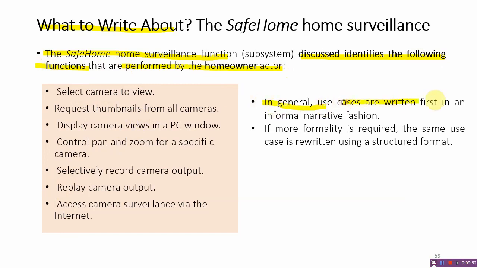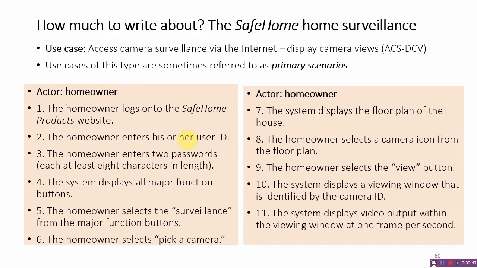In general, use cases are written first in an informal narrative fashion. If more formality is required, the same use case is rewritten using the structured format. The answer to the question what to write about is that you have to write informal narrative use cases from the description given. Through further conversation with the stakeholder who plays the role of homeowner, the requirements gathering team develops use cases for each of the functions noted.